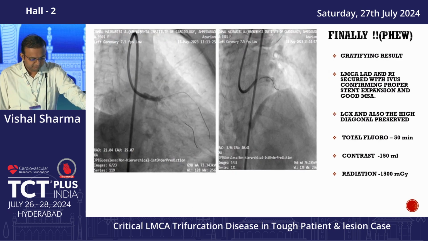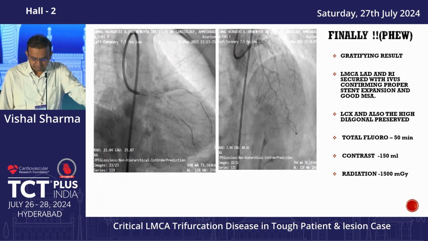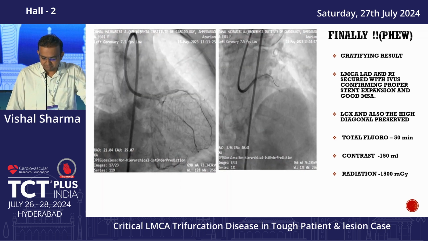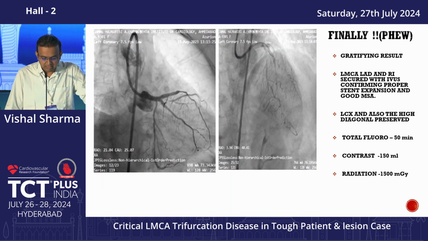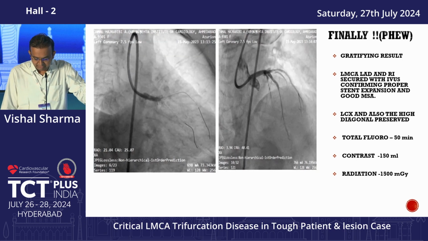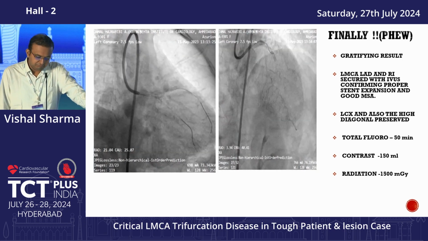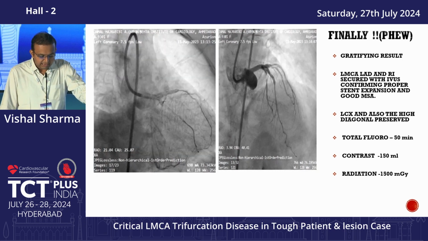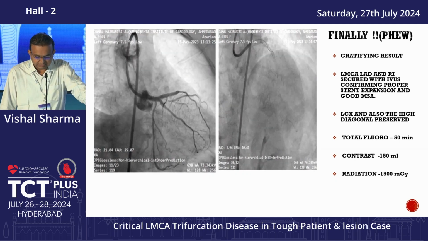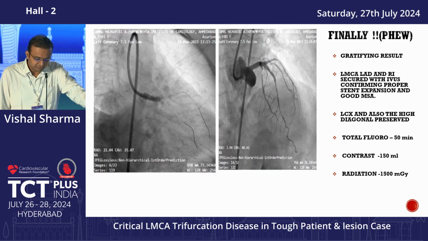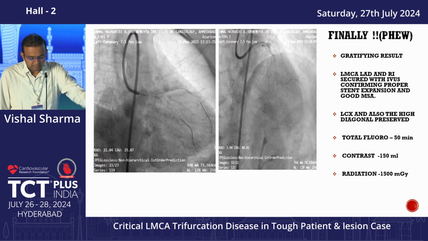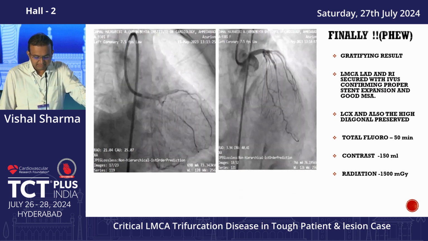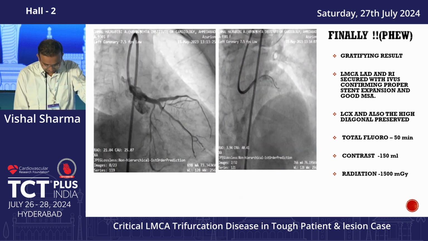So finally, we got a fairly good result after a fluoro time of almost 50 minutes, a contrast volume of 150 ml, and a radiation dose of 1,500 milligray. We could secure LMCA, LAD, and RI well, and IVUS showed that the stent expansion was fair enough. There was a fair MSA, and in fact, flow was also maintained in the LCX and the high diagonal.